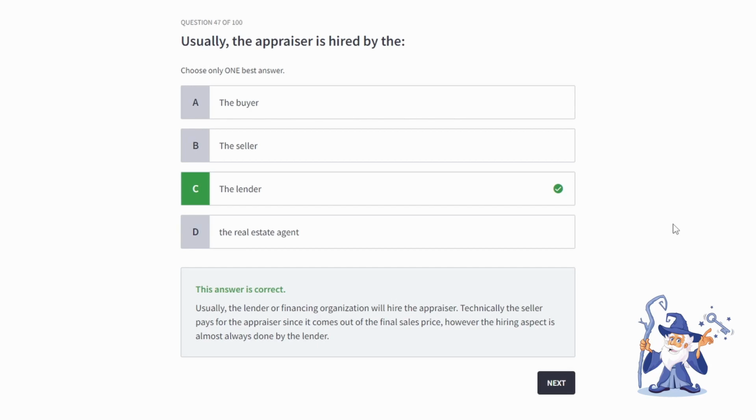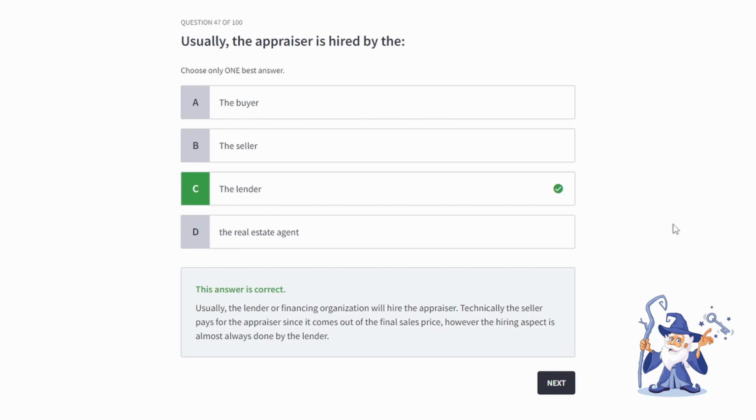So usually the appraiser is hired by the lender. Yes, the lender or financing organization will hire the appraiser. Now, technically, the seller pays for the appraiser since it comes out of the final sales price. However, the hiring aspect is almost always done by the lender. So that should make sense, right?